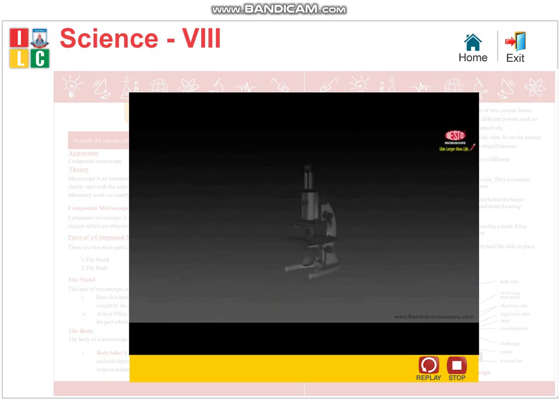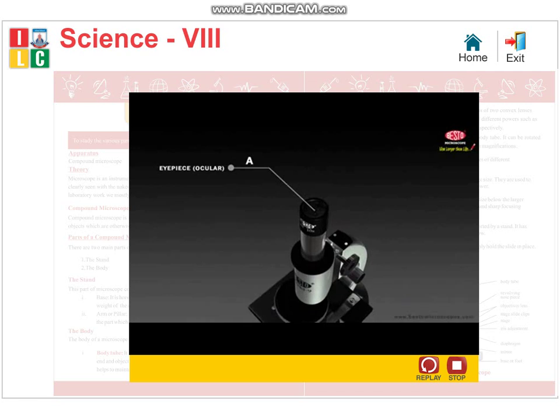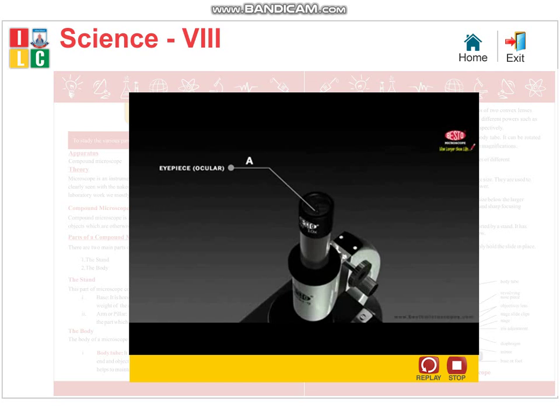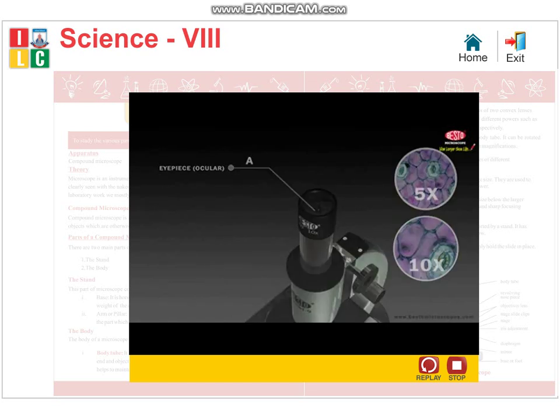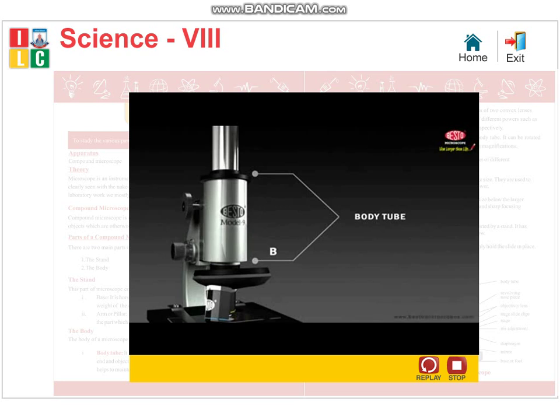A. The eyepiece, or ocular, is the part of the microscope closest to your eyes, through which you look. It contains the ocular lens, which makes the image produced by the objective lenses larger. An eyepiece may be labeled with its magnification or power, for example, 5x or 10x, meaning it enlarges 5 times or 10 times.